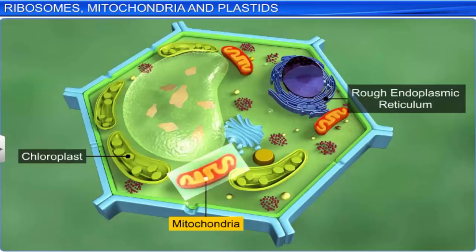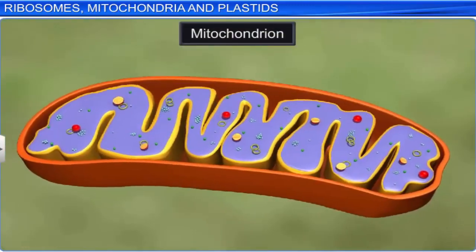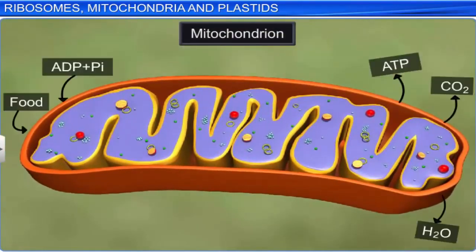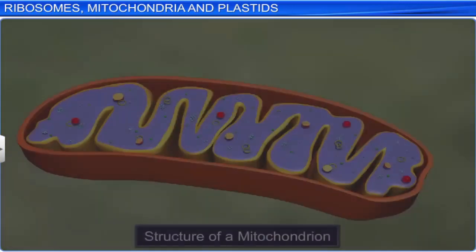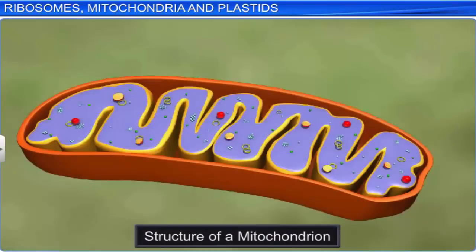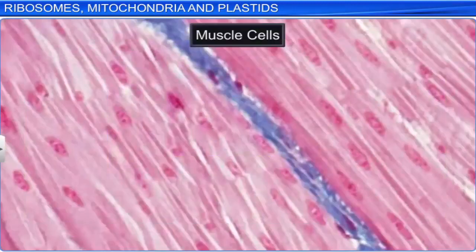Called the powerhouse of the cell, mitochondria are sites of aerobic respiration and produce cellular energy in the form of ATP. The number of mitochondria in a cell varies depending on the cell's metabolism. Muscle cells, for instance, need a continuous supply of energy, and hence they contain a large number of mitochondria.